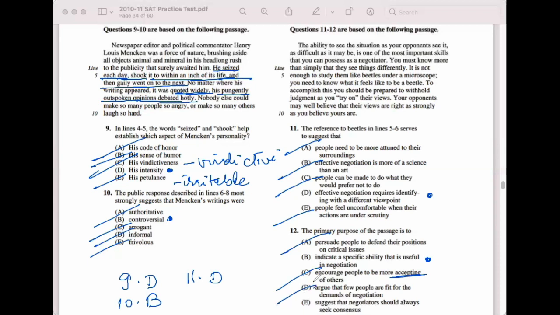So D is out. Option E, suggest that negotiators should always seek consensus. There is this "always seek consensus." To do something always or never, that's like an extreme, which you should be careful of. The second thing is it's not really talking about consensus. It's not saying that you need to arrive at a common ground in negotiation. It's talking about a skill set that is useful. So E doesn't make sense. So for 12th also, yeah, I choose B.